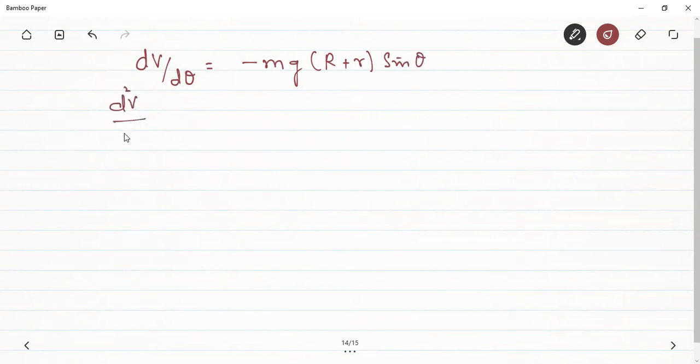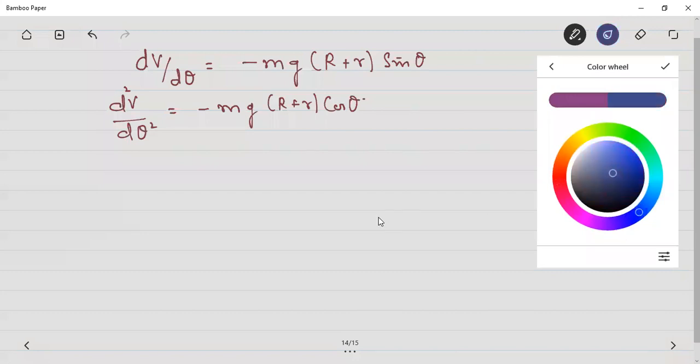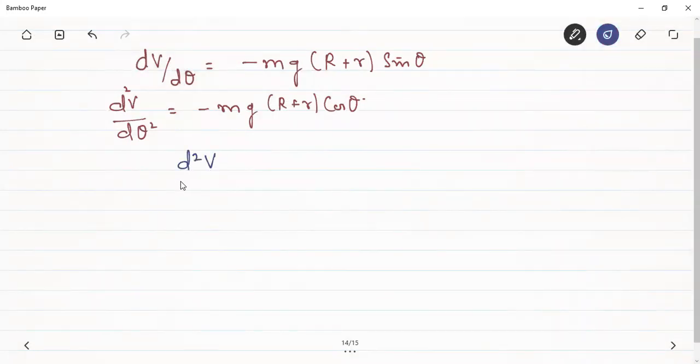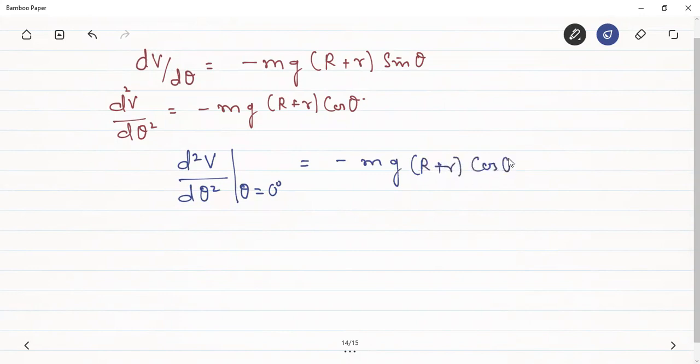Now calculating the second derivative, it will be equal to minus mg r plus r cos theta. And the second derivative when theta is equal to 0 degree will be equal to minus mg r plus r cos 0, and cos 0 is 1, therefore it will be equal to minus mg r plus r. And this turns out to be negative. When the second derivative is negative, we say that it is the condition of unstable equilibrium.